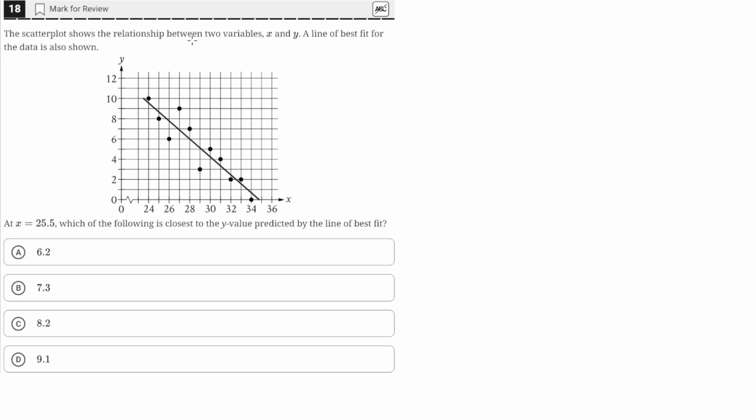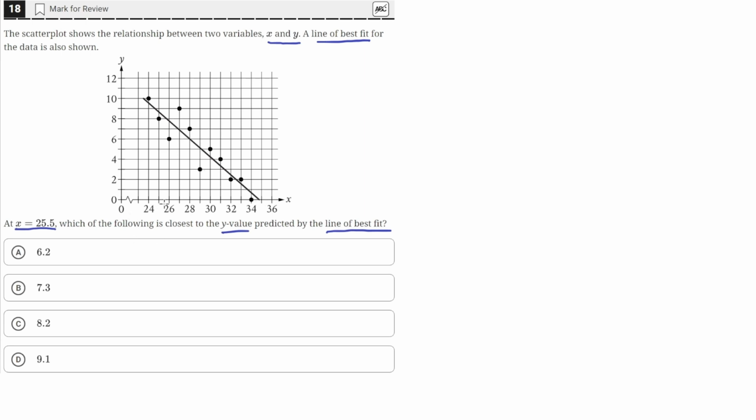A scatter plot shows the relationship between two variables, x and y. A line of best fit for the data is also shown. At x equals 25.5, which of the following is closest to the y value predicted by the line of best fit? So we need to find the y value on the line of best fit at a value of x equals 25.5. So the straight line here is the line of best fit for these data points.